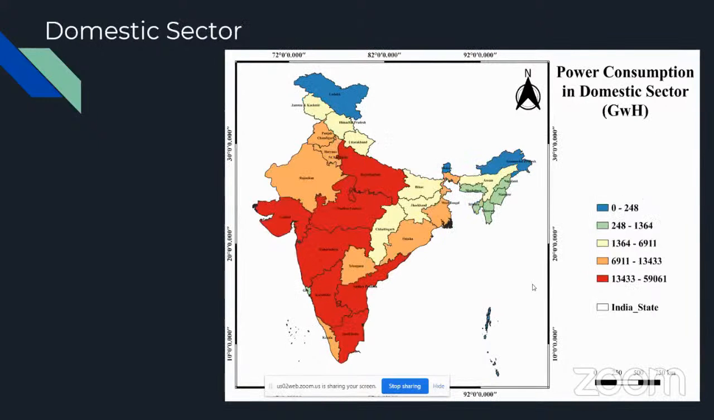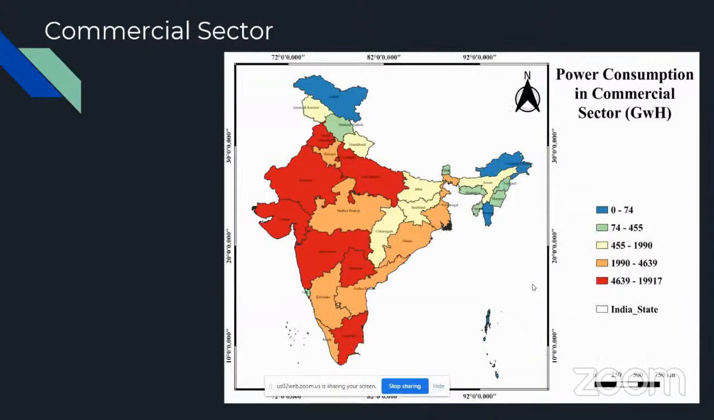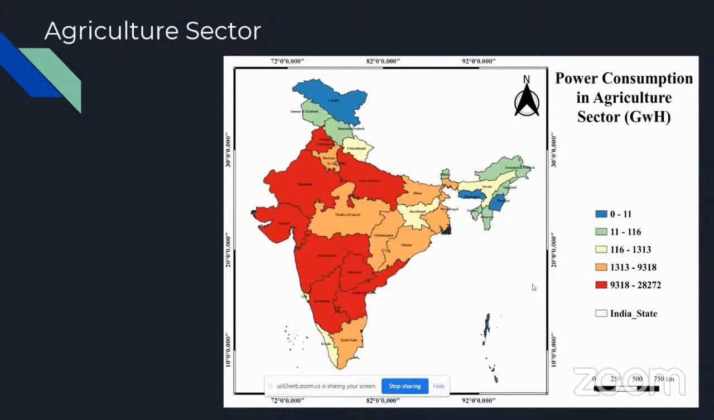And this is the power consumption in four power sectors. This is for the domestic sector. And this is for the industrial sector. This graph represents the industrial consumption of power. This graph is for the commercial sector. This unit is in gigawatt hour. And power consumption in the agriculture sector. This is the graph of it.